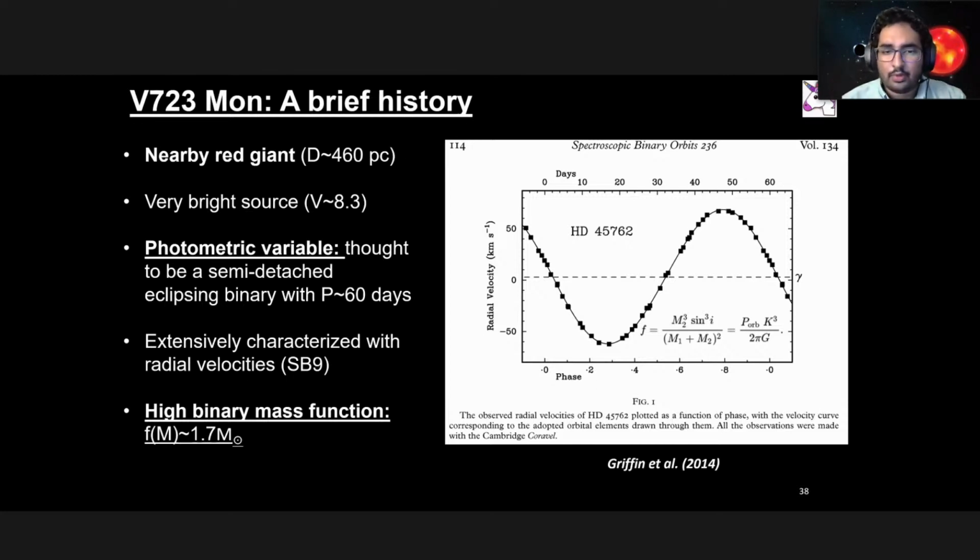What really stands out from the radial velocity data is the binary mass function for this system. As I mentioned before, the binary mass function gives a minimum mass of a companion based on the radial velocity data.